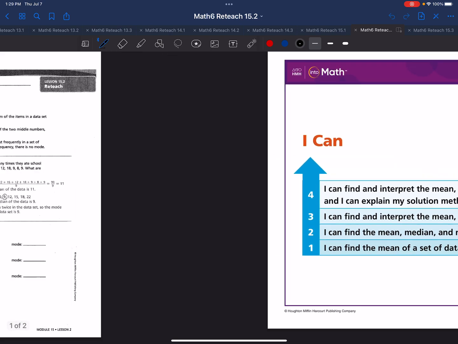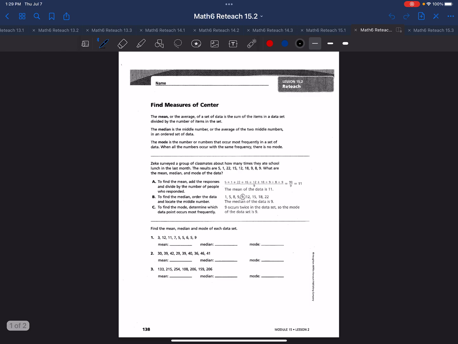method to others. Let's review some vocabulary for today. I encourage you to write this down in a math spiral notebook. So our vocab is mean, median, and mode.